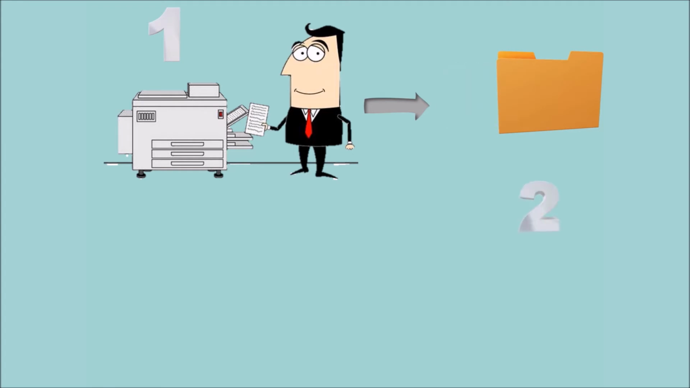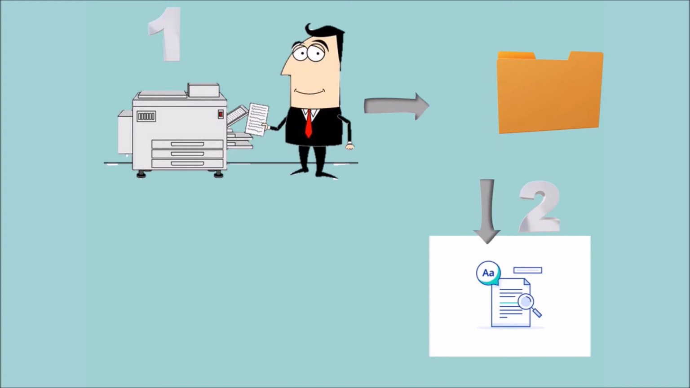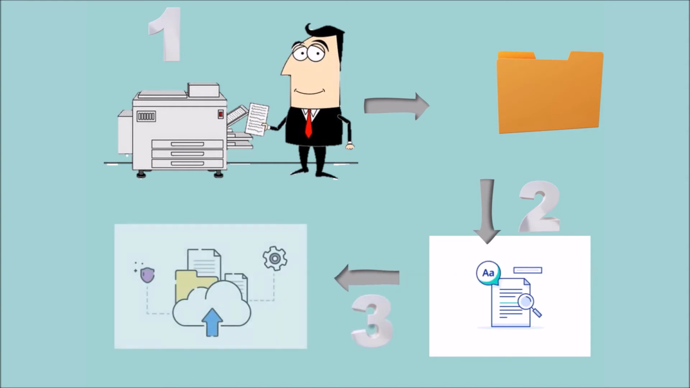Step 2. The folder is watched by Filestar Cloud Connect service, which will take the document and OCR it, meaning all the text is made searchable. Step 3. The document is then uploaded into a secure cloud system, where it can be retrieved via any of the printed text on the file. It's as simple as that.